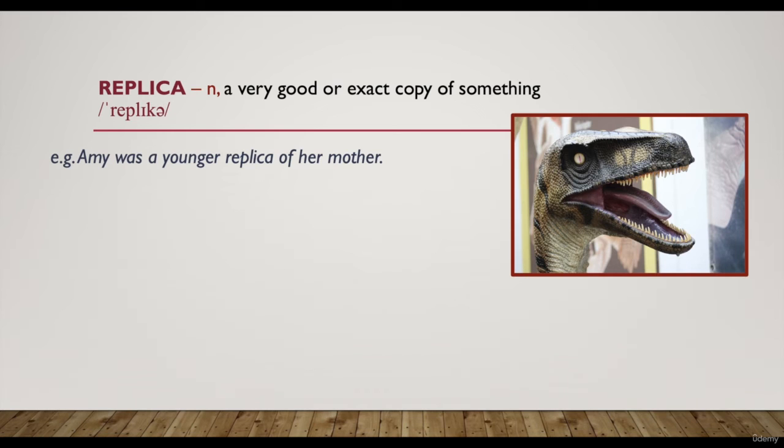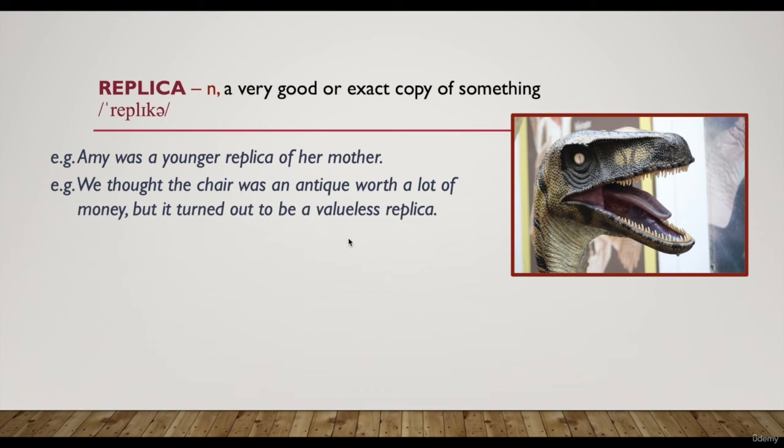Amy was a younger replica of her mother. In other words, she was a copy of her mother. She was very similar to her. And another one: we thought the chair was an antique worth a lot of money, but it turned out to be a valueless replica. So it was just a copy. It wasn't worth anything.